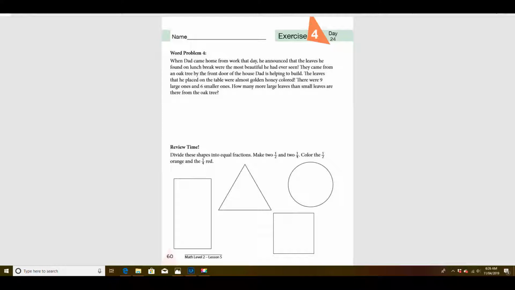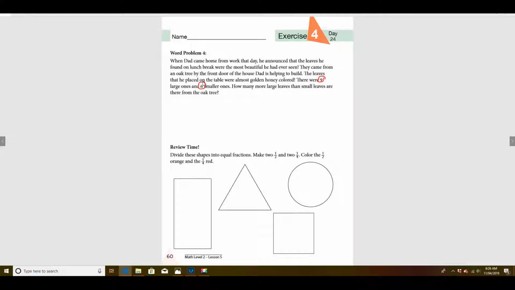Now, Dad came home and he had all these leaves. We know that. So let's find what the question is, what we're looking for. How many more large leaves than small leaves from the oak tree? Okay, so we're looking for leaves. So let's go up here and see if we find numbers that talk about leaves. Okay, here's 9 leaves it's talking about and 6.